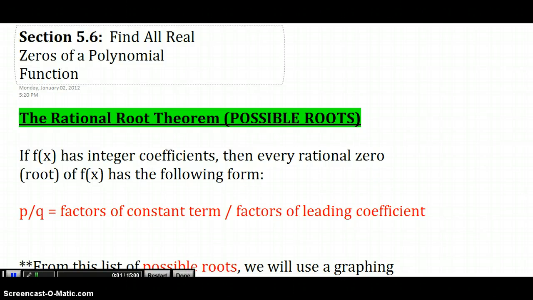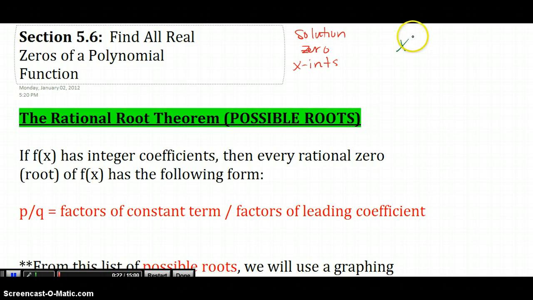Section 5.6 is on finding all real zeros of a polynomial function. Now we've dealt with zeros before when we were working with quadratics, and remember that a solution, a zero, or an x-intercept are all the same thing. We can use these words interchangeably.